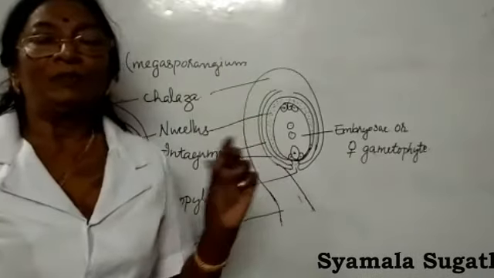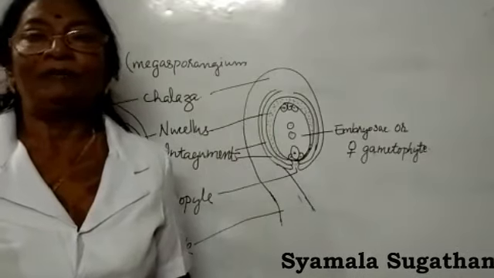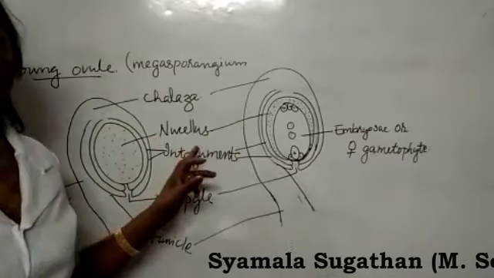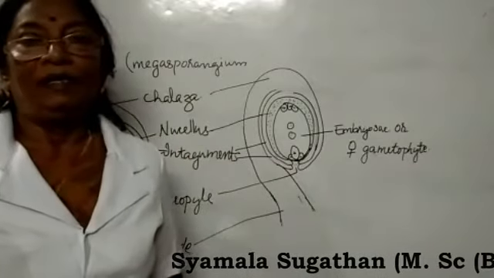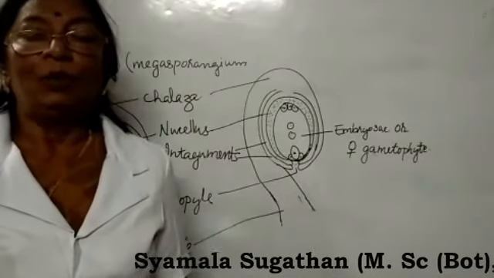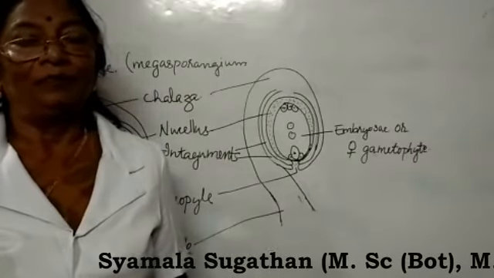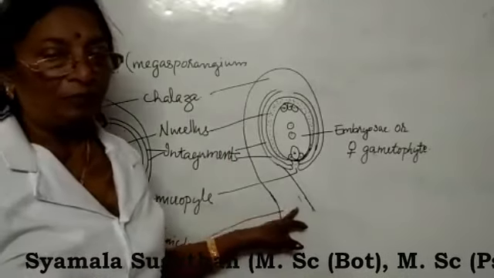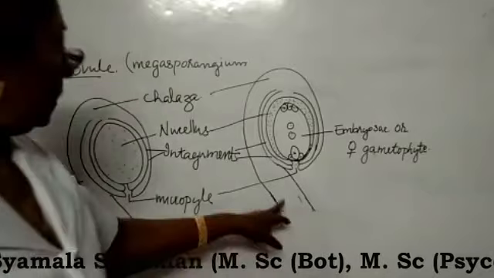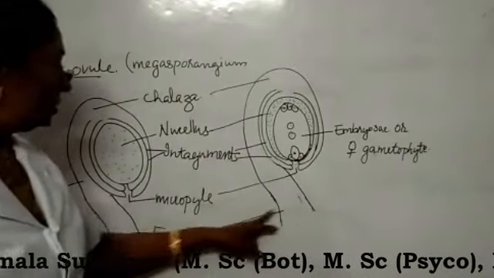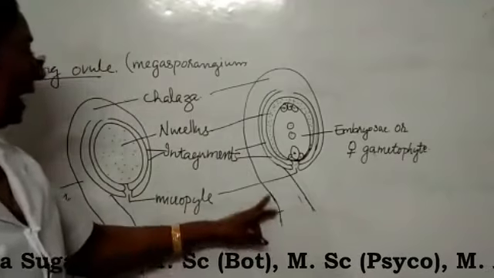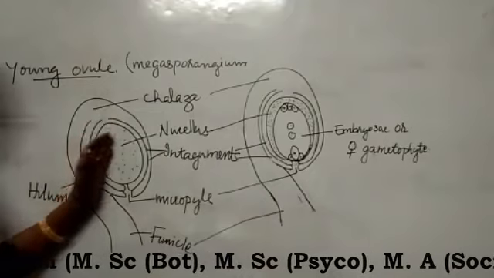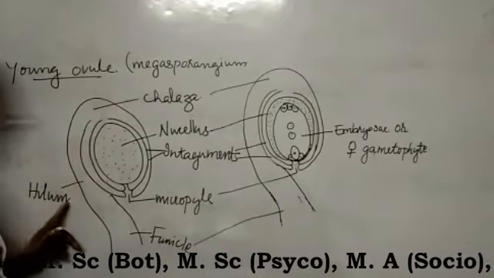The young ovule is a small structure attached on the placentum. And the arrangement of ovule within the ovary along the placentum is known by the name placentation. Here the ovules are attached to the placentum by means of a stalk called funicle. And the point of attachment of the funicle to the body of the ovule is called hilum.